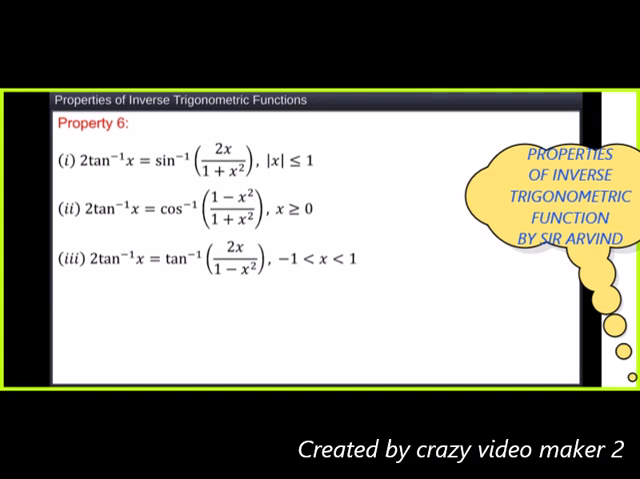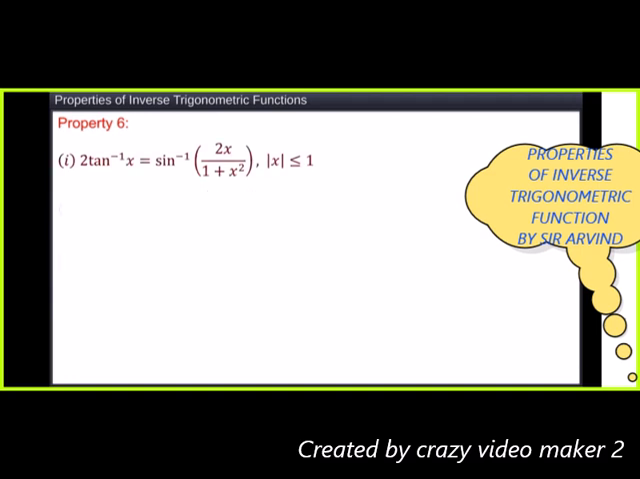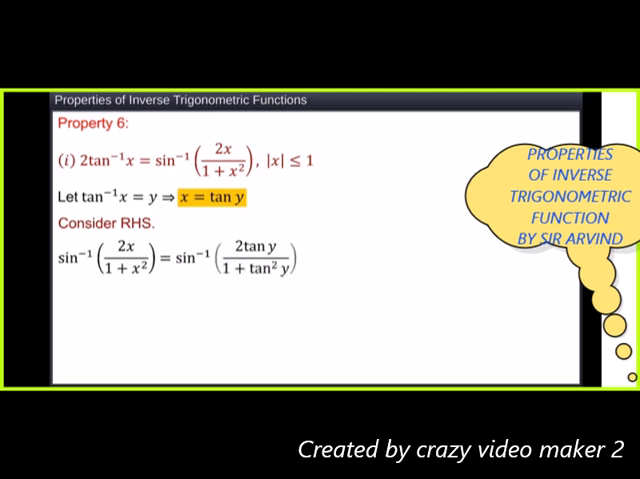Just recall all the formulas: sin 2 theta, cos 2 theta, tan 2 theta in terms of tan. We have to just inverse them. Let us start with this. Let us take tan inverse x is equal to y. It gives you x is equal to tan y, and take the right hand side only. Sin inverse of 2x upon 1 plus x square. Here x is equal to tan y, we have to replace. It gives you sin inverse of 2 tan y upon 1 plus tan square y.